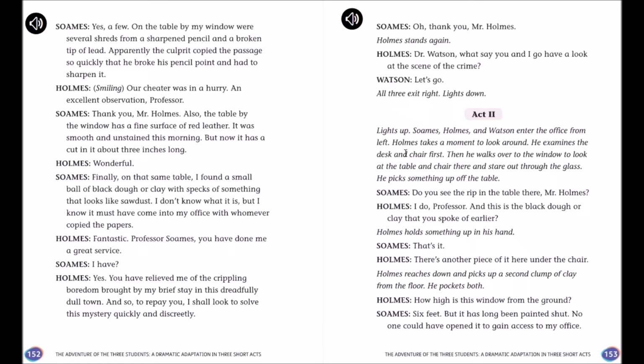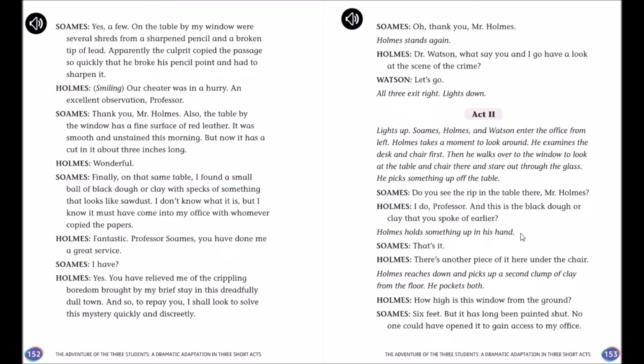He examines the desk and the chair first. Then he walks over to the window to look at the table and chair there and stare out through the glass. He picks something off the table. Soames. Do you see the rip in the table there, Mr. Holmes? Holmes. I do, Professor. And this is the black dough or clay that you spoke of earlier?